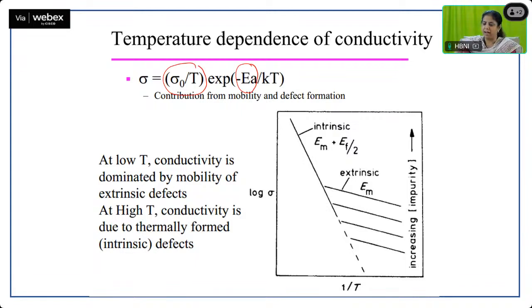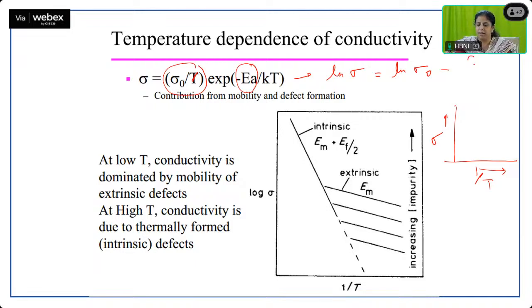But the story unfolds like this. Suppose I took NaCl, this is my conductivity axis, this is my temperature axis. Of course, I'm plotting 1 by T because if you take the natural log, it is ln sigma equals ln sigma naught, just forget this T for the moment, minus EA upon KT. So I'm plotting this versus 1 by T. My slope would be EA by K.